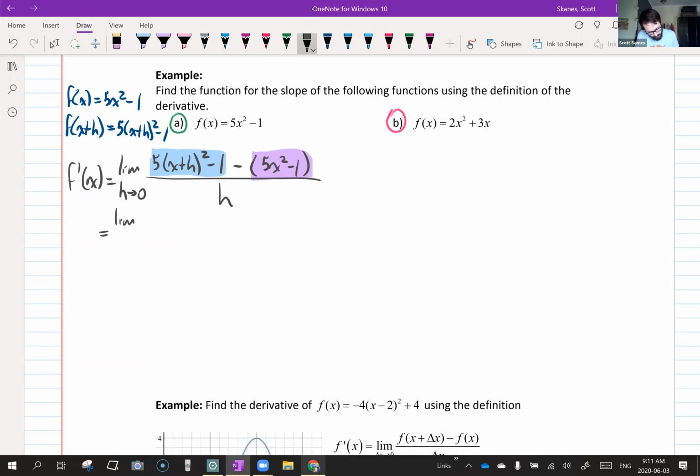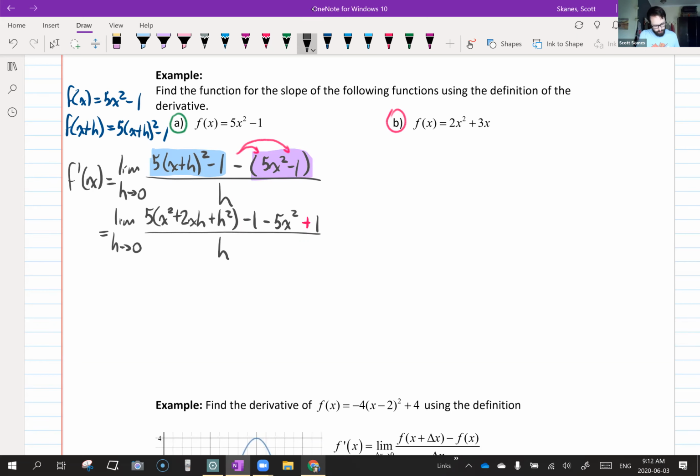Limit as h approaches 0. I'm going to expand the top here: 5 outside of x squared plus 2hx plus h squared, minus 1, minus 5x squared plus 1. A lot of students mess that up. You have minus 1 times this and minus 1 times that, so be careful with that. On the bottom, we don't have anything different.